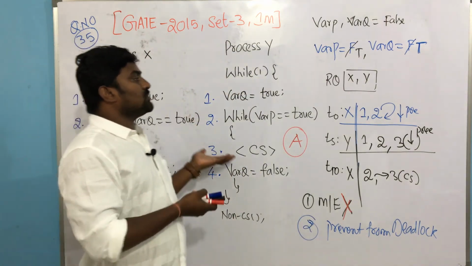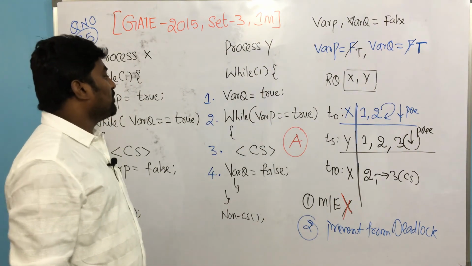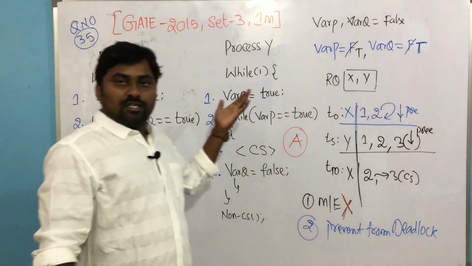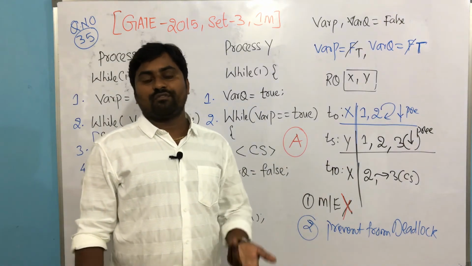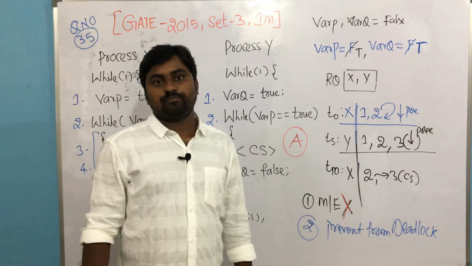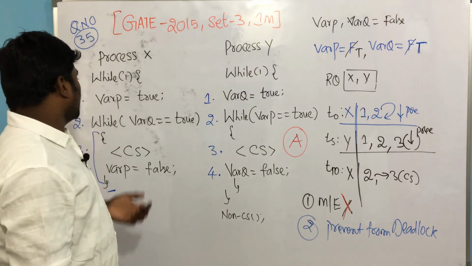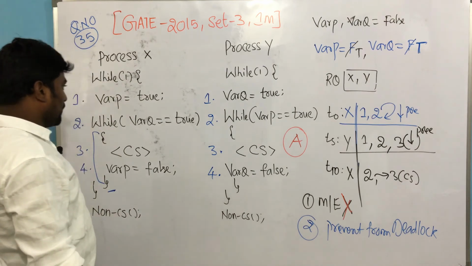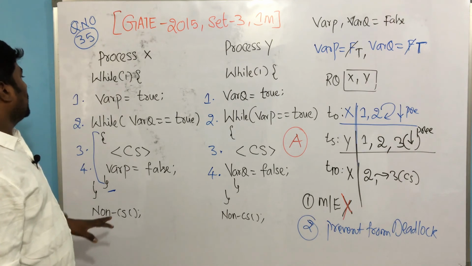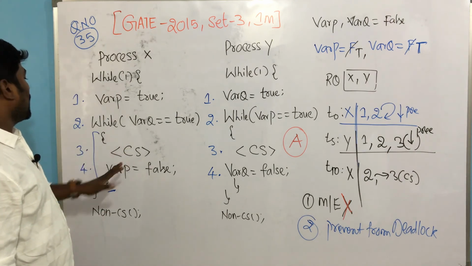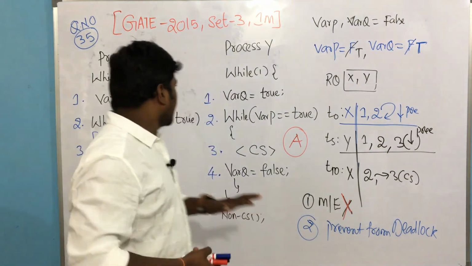So it is not satisfying progression, and it is not satisfying mutual exclusion. You can think of progression. Progression is nothing but, whenever the critical section is free, you should think about progression. Like initially when process X was running, the critical section is free, but it is not allowed, correct or not? So progression is also not guaranteed. Definitely, progression is also not guaranteed.